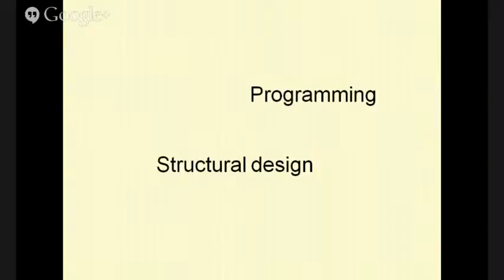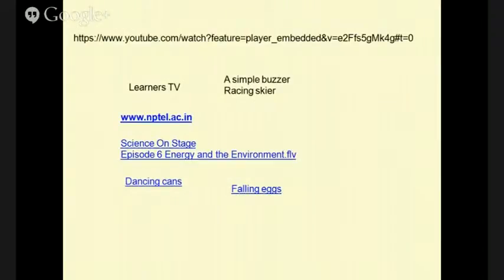Here, what do you see? There are so many animations which are available on Learner's TV. There are so many good small videos on YouTube: dancing canes, falling eggs, a simple buzzer on Learners TV, a racing skier on Learners TV, and then you have NPTEL. And if you have seen the NPTEL program, they start with an audio visual effect and the emblem or the insignia of IIT appears. That itself draws your attention.